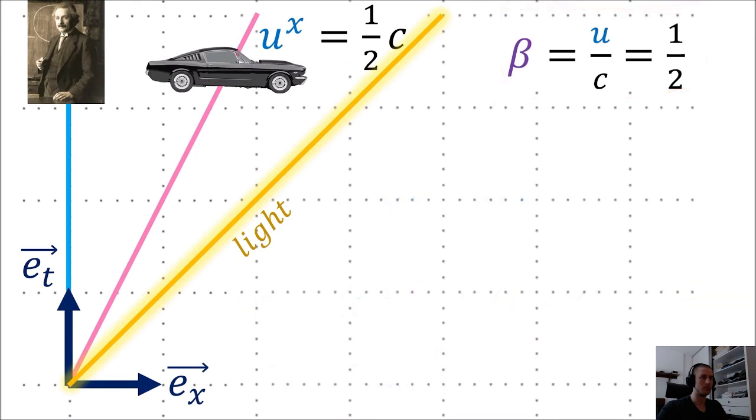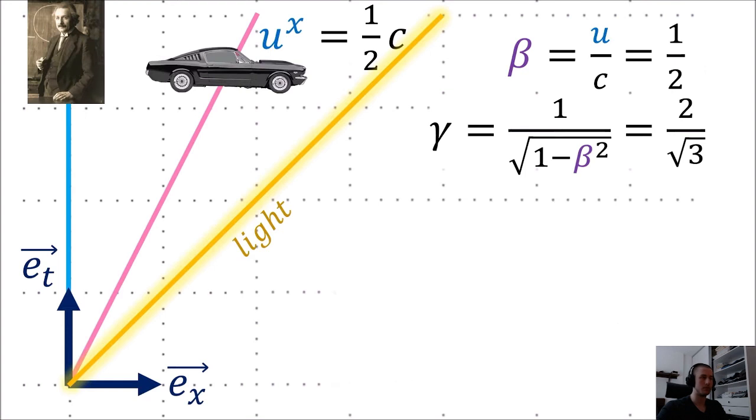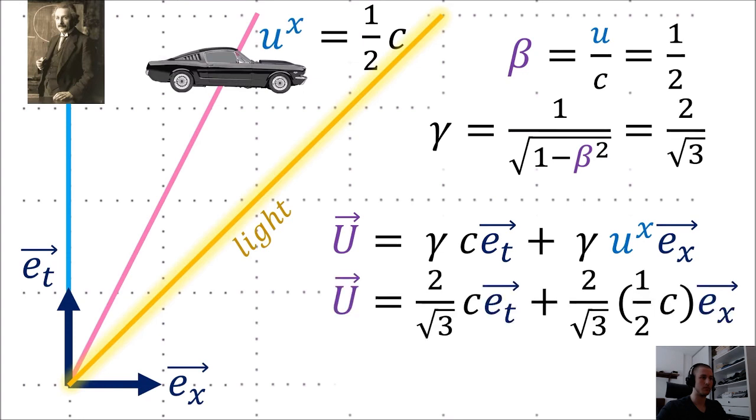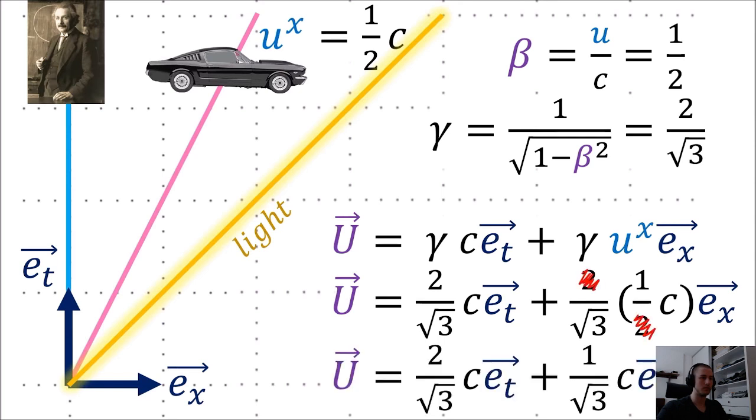And for beta equals 1/2, the corresponding gamma coefficient is 2 over the square root of 3. The four velocity vector of the car has only two non-zero components: gamma times c for time and gamma times ux for the x direction. Subbing in 2 over root 3 for gamma and 1/2 c for ux, and cancelling these 2's, we get that big U equals 2 over root 3 c et and 1 over root 3 c ex. We can see that the components of this four velocity vector match up with the direction of the car's world line in our space-time diagram.